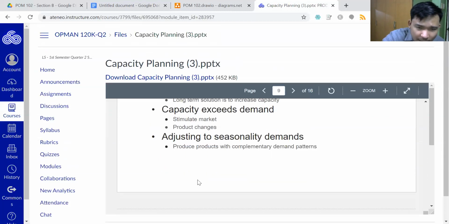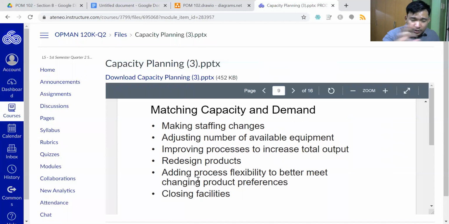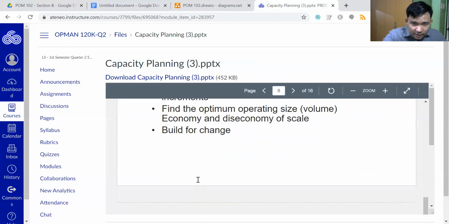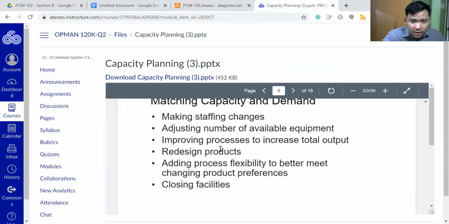Next, what you can do is produce products with complementary demand patterns. An example of this, if you're a clothing manufacturer, you can produce swimwear during the summer, and then you can use the same machines to produce jackets and winter wear in the colder seasons. Okay, so a few of the different avenues which you can use to match capacity and demand. Some were actually already mentioned. These are other ways you can do that.